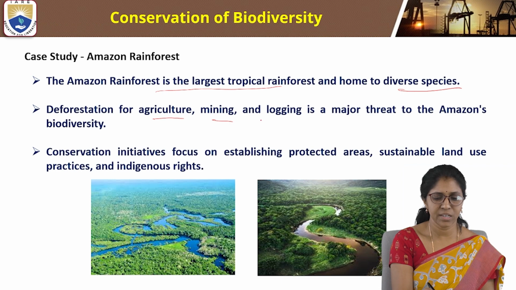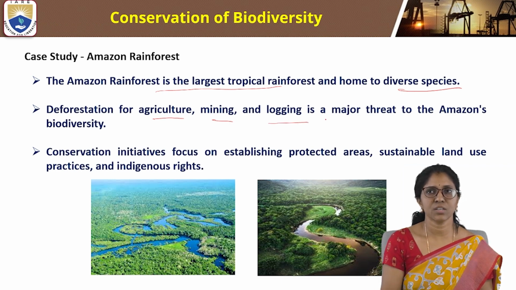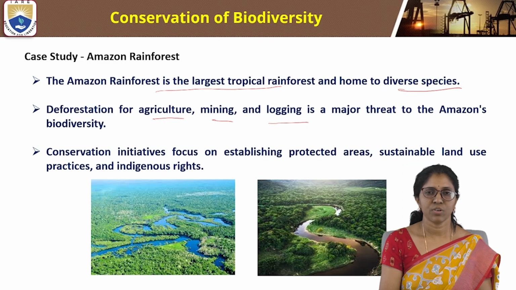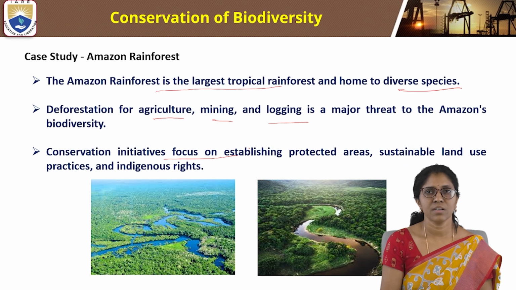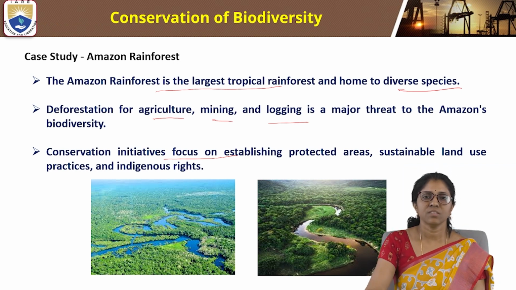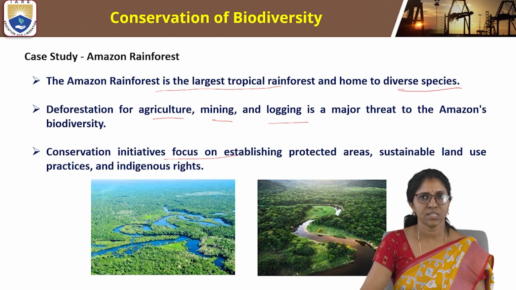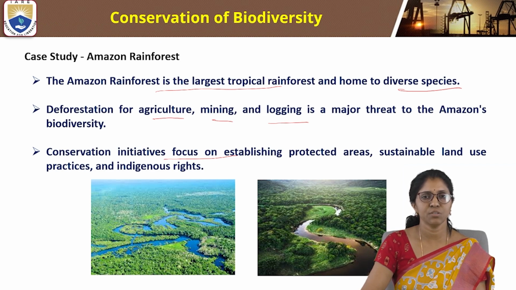Deforestation for agriculture, mining and logging is a major threat to the biodiversity of the Amazon forest. Conservation initiatives focus on establishing protected areas, sustainable land use practices and indigenous rights. By using these strategies, we can conserve the Amazon rainforest biodiversity.